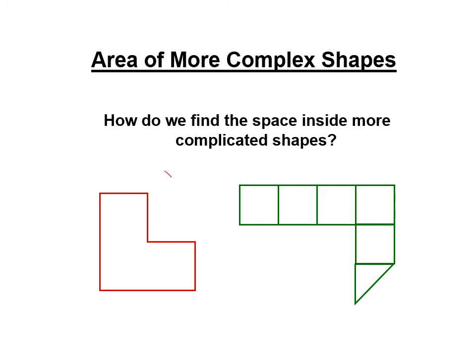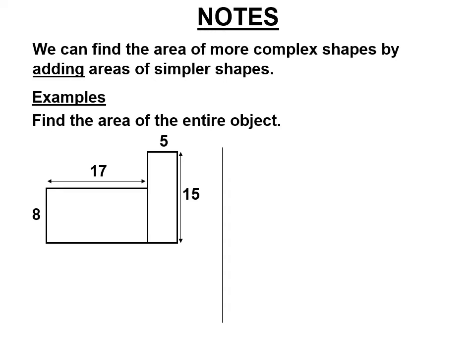All right, well, what about this one? What are you going to do here? You can find the area of more complex shapes by adding areas of simpler shapes. So we're going to find the area of this thing I've just outlined in red. Now, if I take this line away, the area would be exactly the same. It wouldn't change the area at all. And we're going to add that line later.